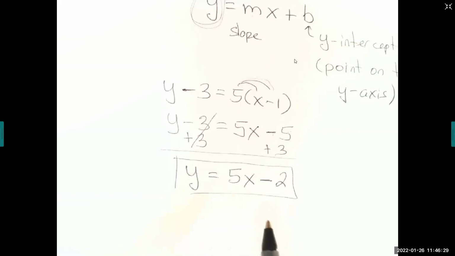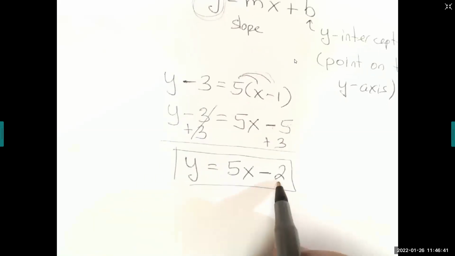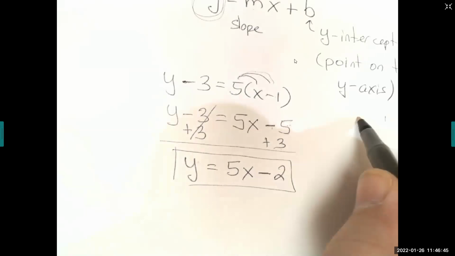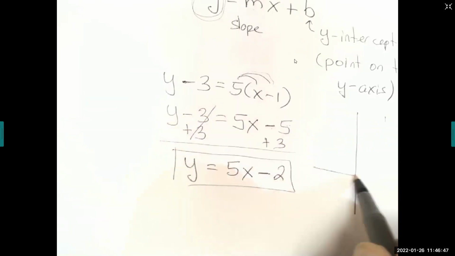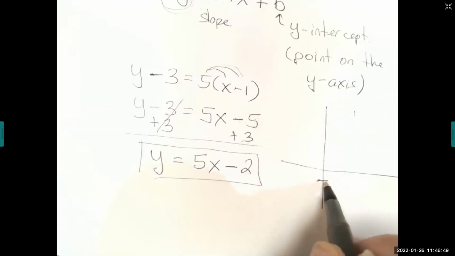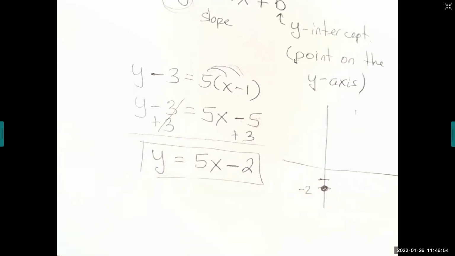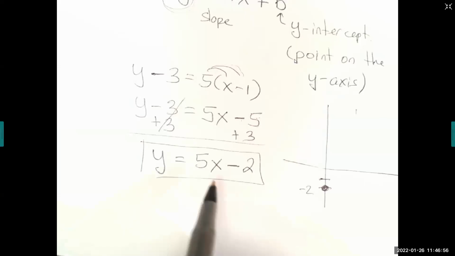Could you graph this? Okay, how would you graph it? No. You don't need a calculator. It tells you everything you need right there. What does the 2 represent? Or the negative 2? Okay, so we know the line crosses the y-axis there, right? What does the 5 represent?